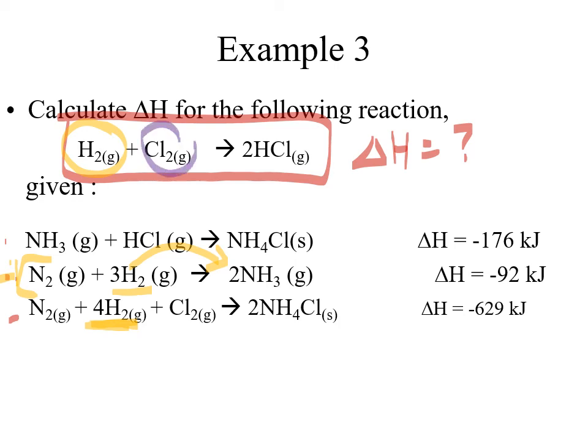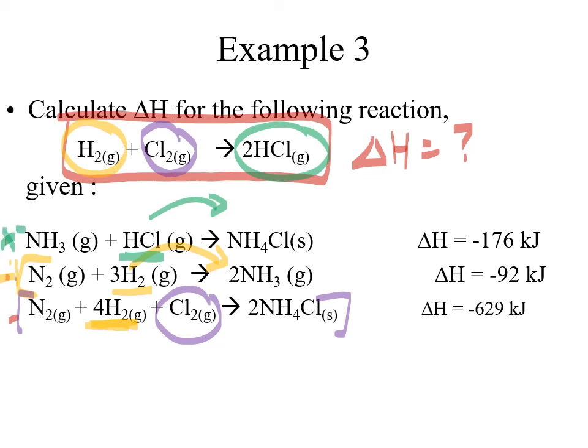For our chlorines in our target reaction, the only equation here has chlorines on the reactant side already. So this last equation I'd want to leave as it is. I don't want to flip it. I don't want to multiply it by anything. So just leave it as it is. And then my HCl gas molecules, if I look at this first reaction, here they are here, but A, they're on the wrong side, and B, I don't have enough of them. So I'm going to have to flip the equation and double the amount. So if I multiply by -2, that should do it.